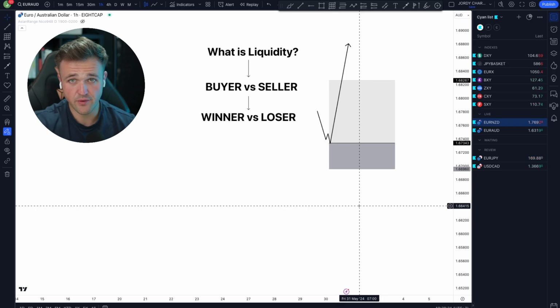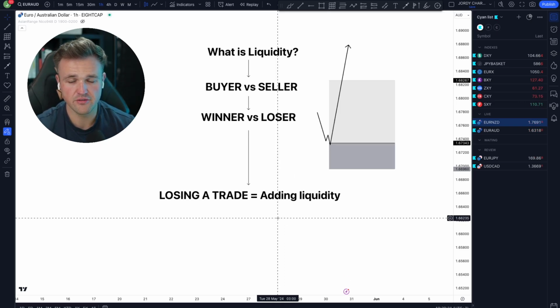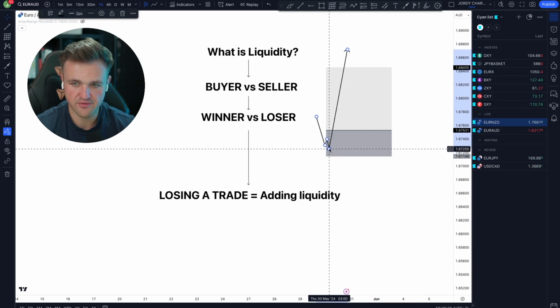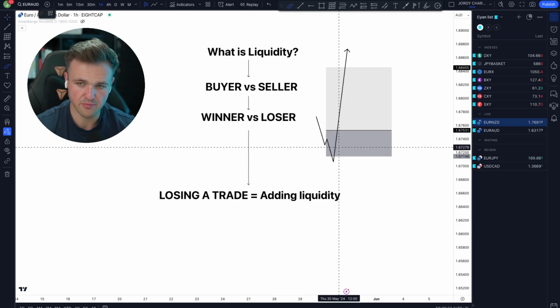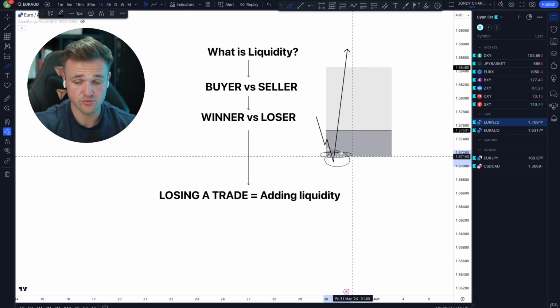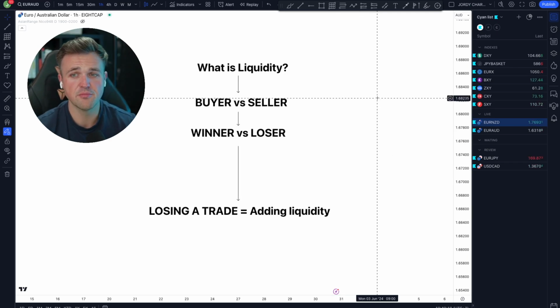That means for every winner in the market, there's naturally going to be a loser. So when you lose a trade, you're actually adding liquidity to the market. Quite simple: if we take a position right here and price goes to the downside, we become the liquidity, because our stop losses are basically orders. These stops are used by other people to buy the market again. So if we lose a trade, we're adding to liquidity. That's why we need to fully understand where these losers are in the market. It sounds a bit harsh, but it's the truth, and this is basically how the markets work.